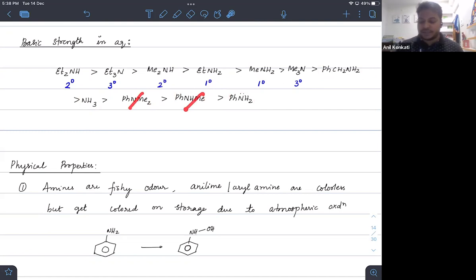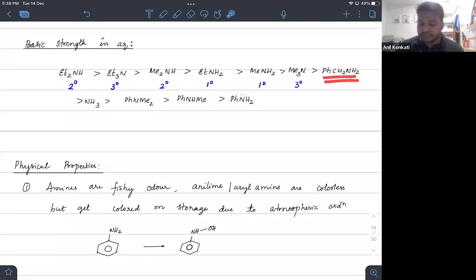These three will have resonance effects, because of which their basicity is very less. And this one does not have a resonance effect, but has a slight minus effect because of the phenyl group, but it is still relatively better compared to ammonia, and this is purely on an experimental basis. So you can just remember this order at the max.